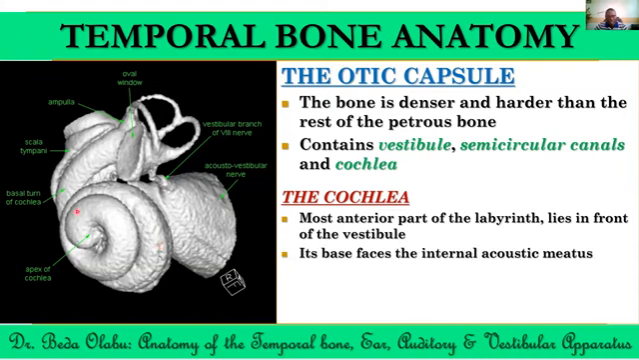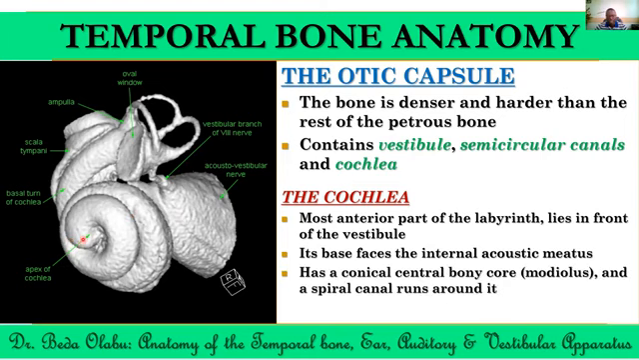The base of the cochlea faces the region of the internal acoustic meatus, but the tip or the apex of the cochlea faces away from that part. It has a conical central bone, which we call the modiolus, and a spiral canal around that modiolus. So remember that the canal is spiraling around the central bone. This canal is wider at the base and it narrows towards the apex. Remember, the number of turns is 2 3/4 turns.